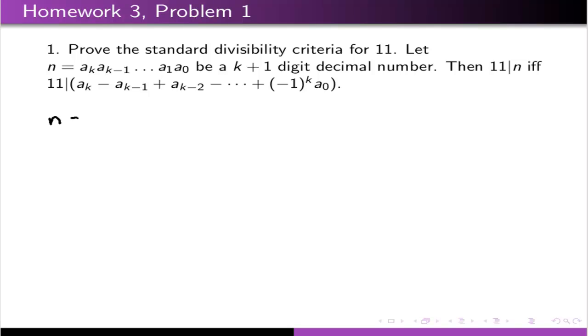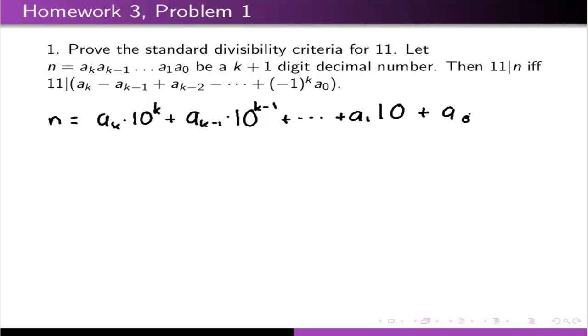That just means that n is a_k times 10 to the k plus a_{k-1} times 10 to the k minus 1, plus and so on, plus a_1 times 10 plus a_0. And now just look at this equation mod 11. And it should just pop right out.